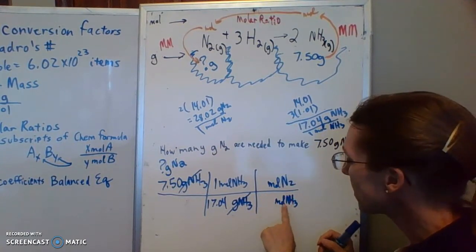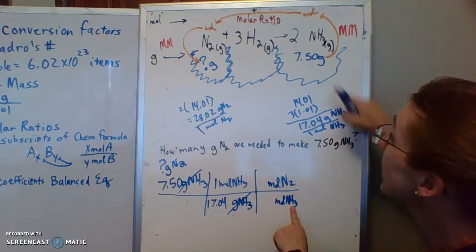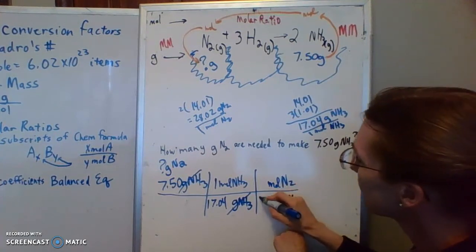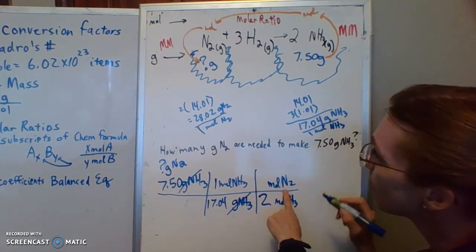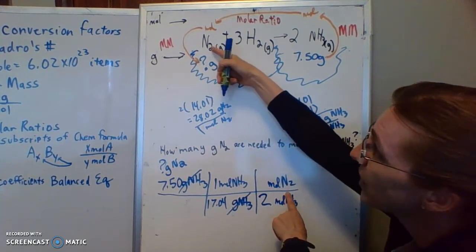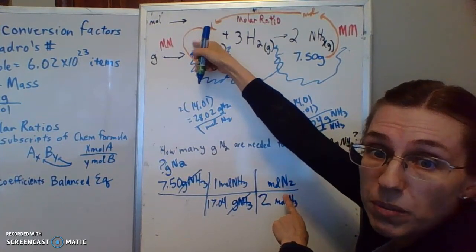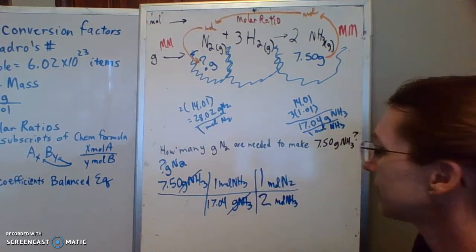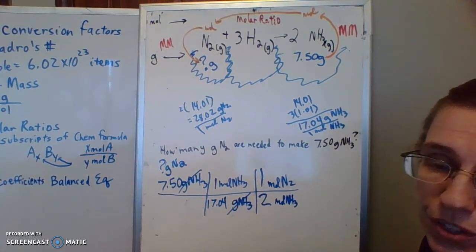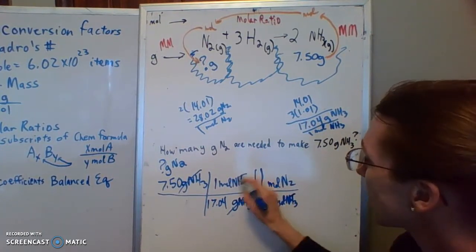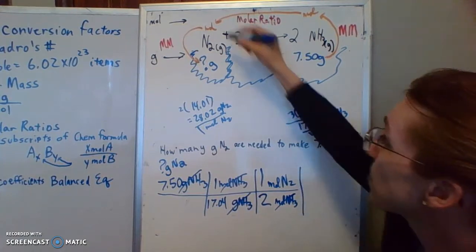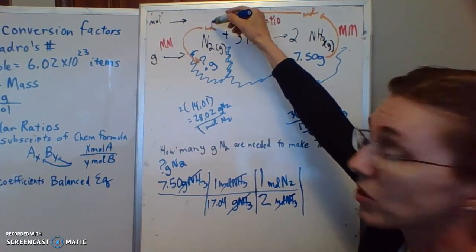So we look, what is in front of the NH3? It is a 2. What is in front of the N2? It is a 1. Remember, there's no number there. It is a 1. Okay? That's our molar ratio. Moles cancel out. Now we're up here. If we stop now, we'd have moles of N2.